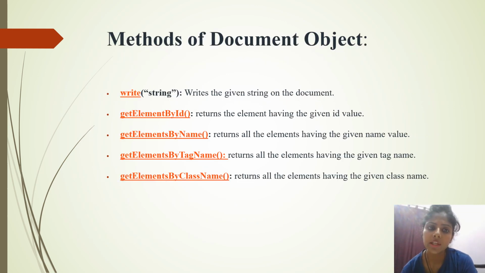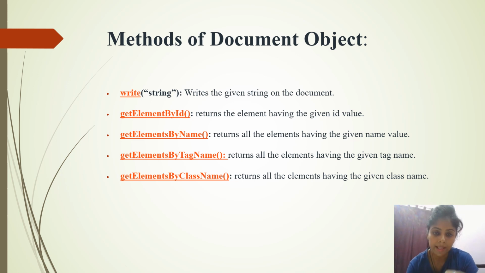Methods of the document object: write. We have the following methods for the document object model, that is write. Write means when we want to write something, a string. So it writes the given string on the document. getElementById: here it is case sensitive. So remember, getElementById with capital E, capital B, and capital ID will return the element having the given ID value. Then getElementsByName returns all the elements having the given name value.